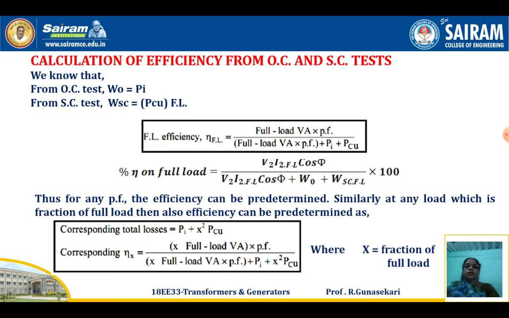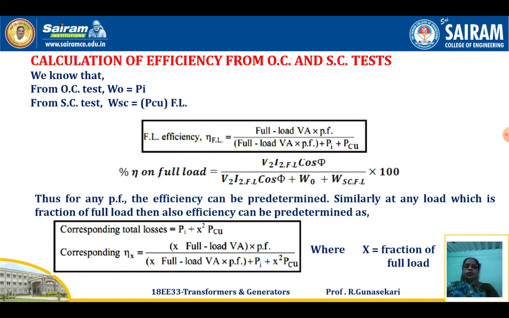So, therefore, efficiency at full load is V2 I2 cos φ, where I2 is the full load current. Because in the short circuit test we are applying full load, the ISC represents the full load current only. So efficiency equals V2 I2 cos φ divided by V2 I2 cos φ plus W0, that is from the OC test, plus WSC, that is from the short circuit test. This is the formula for calculating efficiency at full load condition.